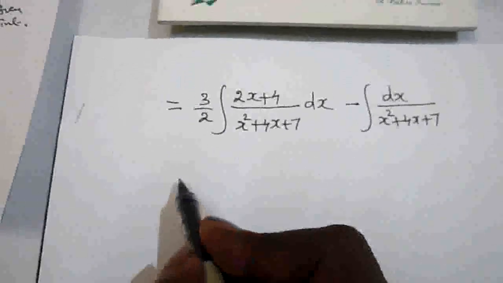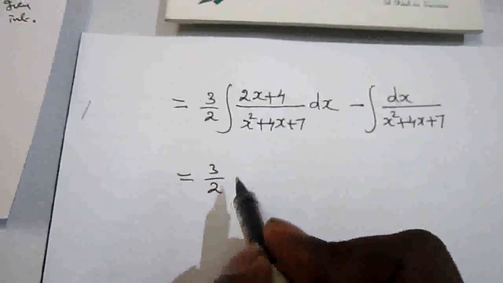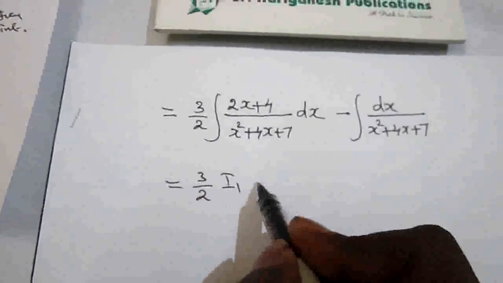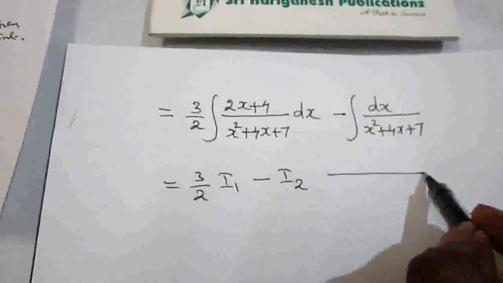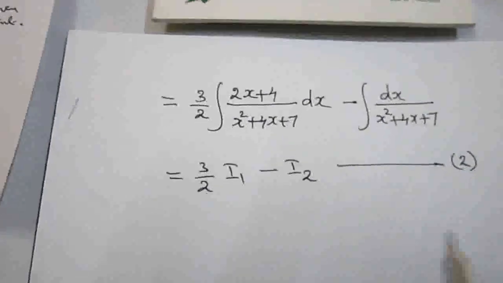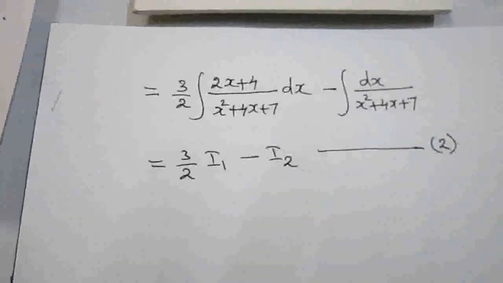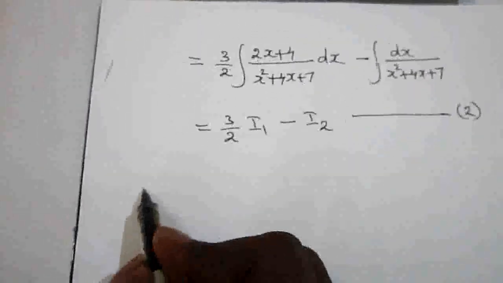Okay, after this there are two integrals. One integral you can take as I1, minus the second one, take it as I2. This is equation number 2. So I want to find out I1 and I2 separately. Okay, so what is the first one?